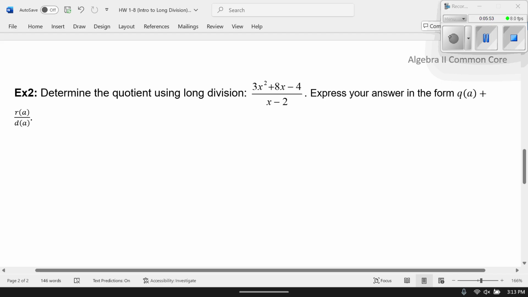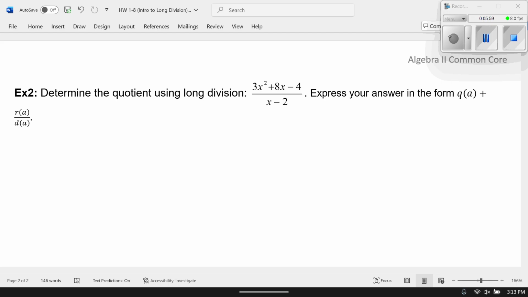We're going to try one more example together. They want you to determine the quotient using long division, and they want us to express our answer in the form, oh, it got cut off. I'm going to rewrite this part up top. The form Q of A equals R of A over D of A. Now, what this means is they want the quotient, as in your answer, plus remainder over divisor. And usually when you see this terminology, it means you will have a remainder in your answer.